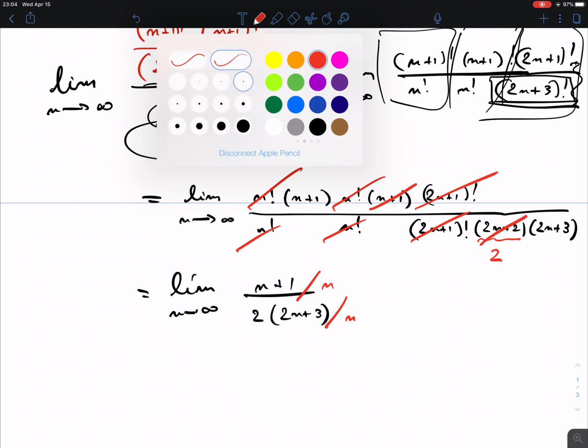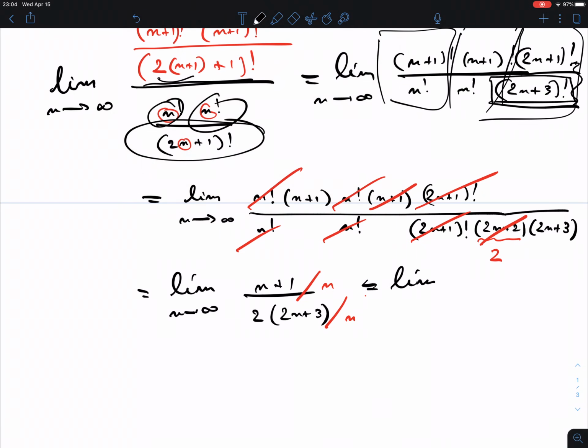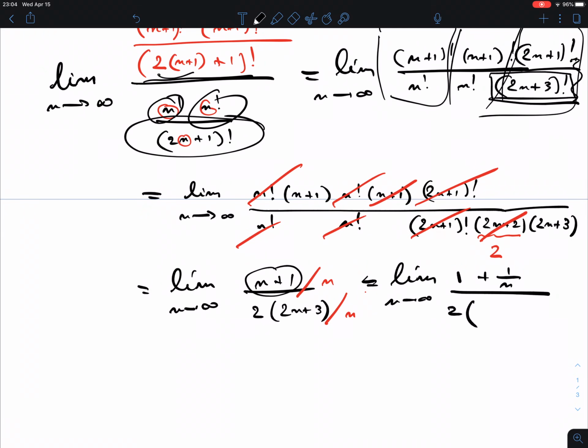Okay, so what we get is the limit for n going to infinity. We now divide everything by n. So here everything is divided by n. This is 1 plus 1 over n. And in the bottom we get, well, the 2 is a 2. And then inside we divide 2n by n, which is 2, plus 3 over n.